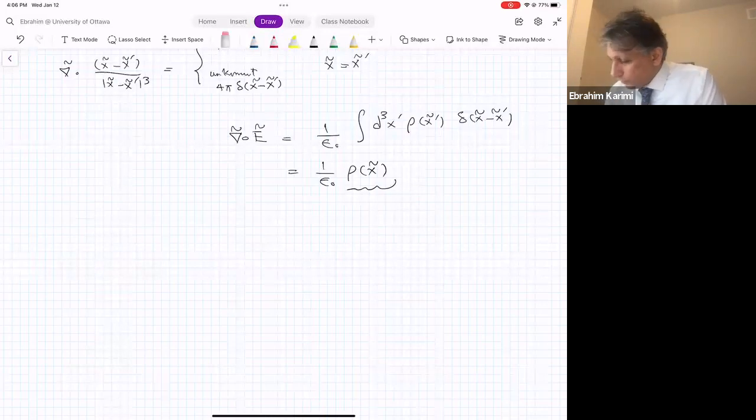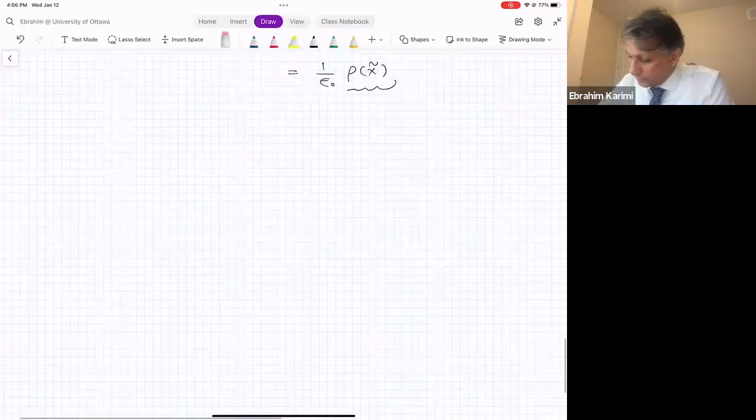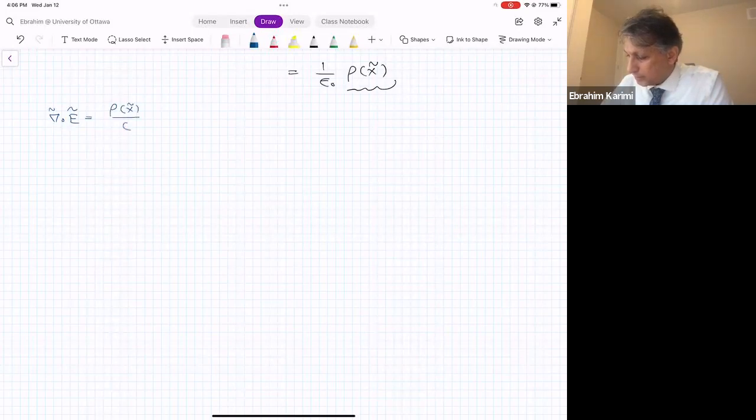Fantastic. So far we looked into the two cases: what's going on with the divergence of E, which we just derived, that it was rho of x divided by epsilon naught, and what's going on with the curl of E, which is equal to 0.